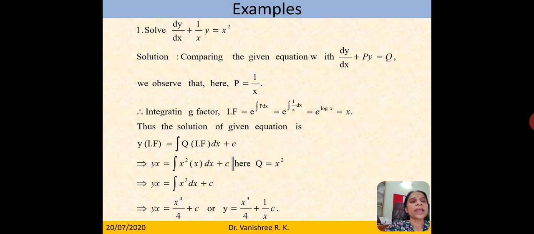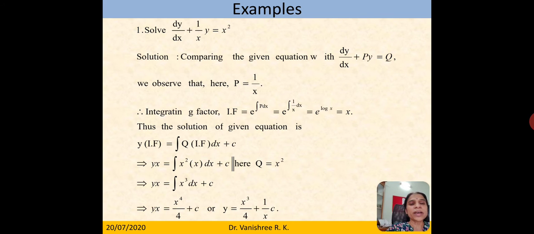What does the third step say? Once you get your integrating factor, you can easily write the solution as y into integrating factor is equal to integration of q into integrating factor dx plus c. So just substitute your integrating factor along with p, q and whatever is necessary from the given differential equation. So you will get y into x is equal to integration of, here q is x square, so substitute that x square, and the integrating factor x, dx plus c.